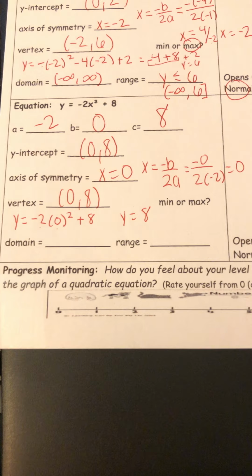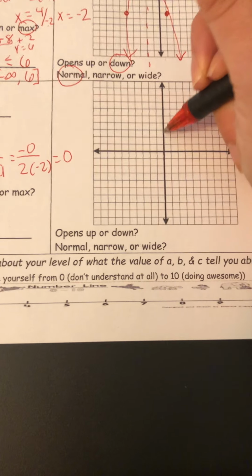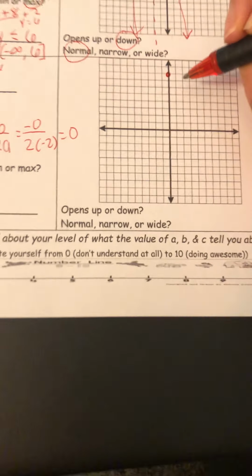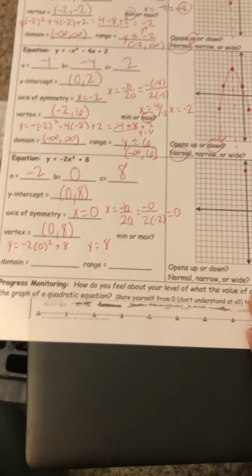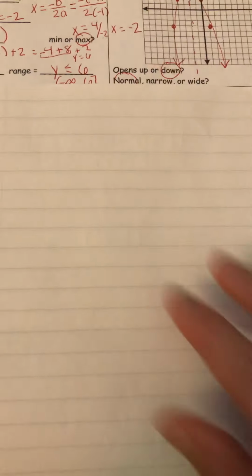Okay, and now I'm going to graph everything. So my y-intercept is 0, 8. And I don't have another point to graph yet. So I'm actually going to take out my table again, and I'm going to find 2 points. X, y. I have 0, 8. I'm just going to do 1. It's nice and close to 0.